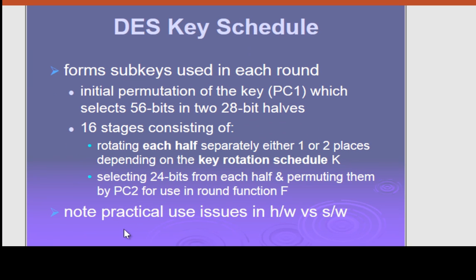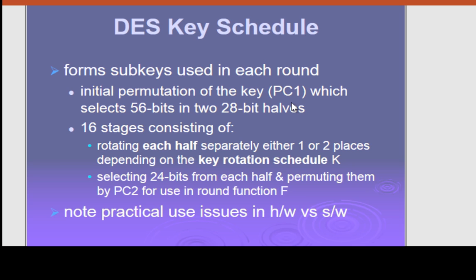Now let us see the DES key schedule, how the key is generated for the Data Encryption Standard. A subkey is used in each round, from K0 to K15, 16 rounds. The initial permutation of the key, permutation choice 1, selects 56 bits into two 28-bit halves. For the key part also, the initial permutation is done.